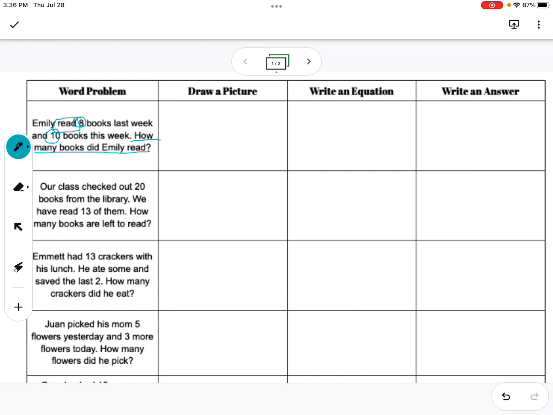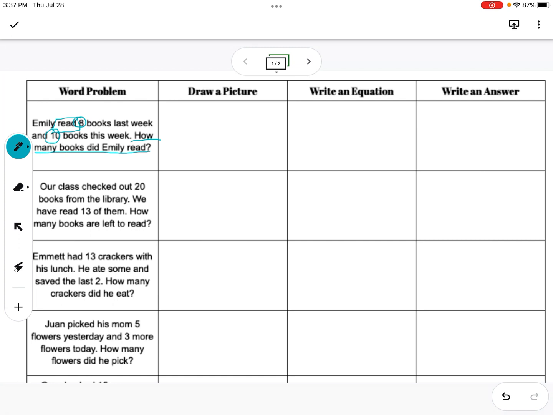So we stopped and we talked about, okay, so she read 8, then she read 10. So the number of books that she read, did it increase or decrease? And the kids were able to say that it increased. So then I asked, what math action do we do to get a bigger number to increase our amount? And they were able to tell me that we were adding. So then we went to drawing a picture.